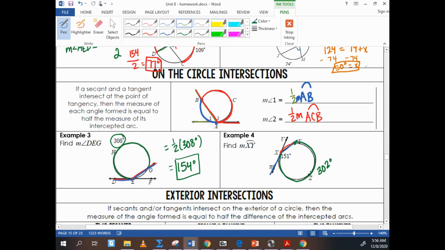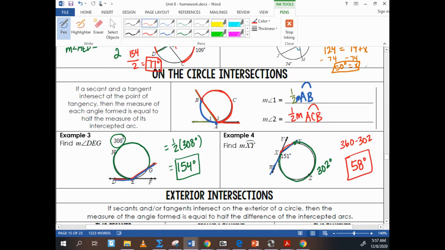And then I'm just going to say, well, I know something about arcs. I know that if I wrap all the way around the circle, I've got 360. So I'm just going to take away the rest of that arc that I don't want. So I'm just going to do 360 minus 302. And my arc that I want between X and Y is going to be 58 degrees.